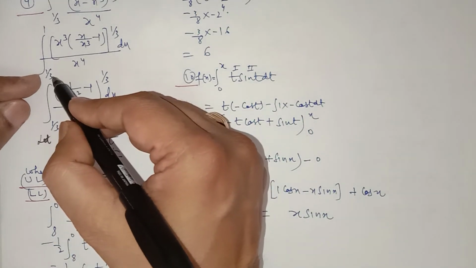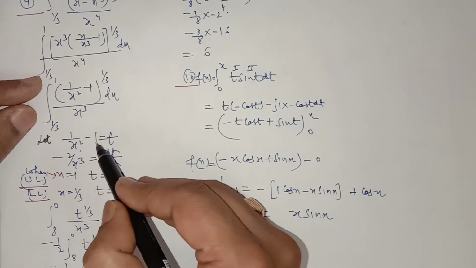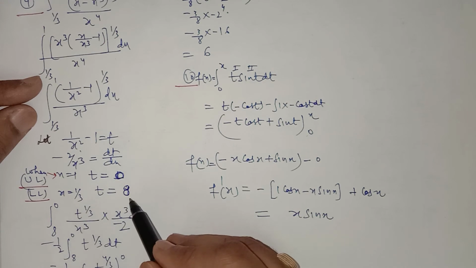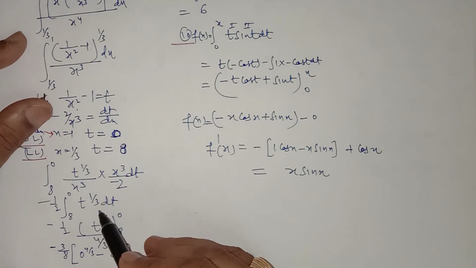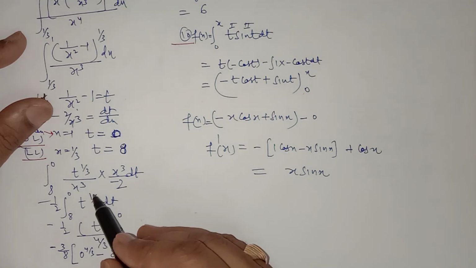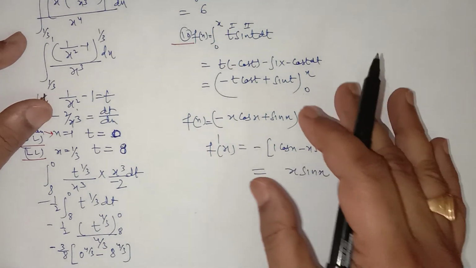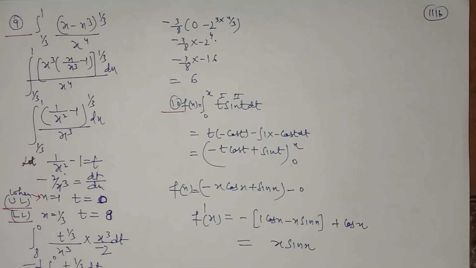Now replace for the lower limit x by 1 upon 3 in the substitution, that is 1 upon x square minus 1. Replace x by 1 upon 3. So the lower limit will come out to be 8 in terms of t. Now integrate t raised to power 1 upon 3 as usual. t to the power 1 upon 3 plus 1, over 1 upon 3 plus 1, and upper limit minus lower limit. See it carefully. Take your time and space to solve this upper limit and lower limit.